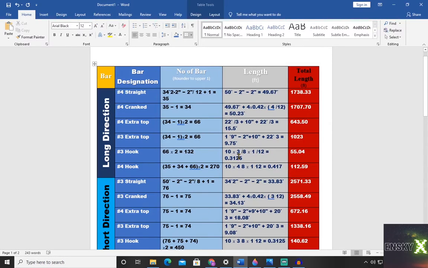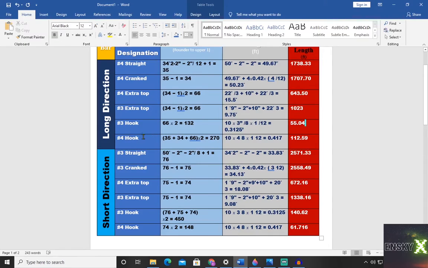This is all in inches, and this is in inches, and this is just 10, there is nothing there. So we are just multiplying with 10 and then converting into feet. So this is 0.3125 feet. Then we are multiplying it with 132. Then we are going to the total length.